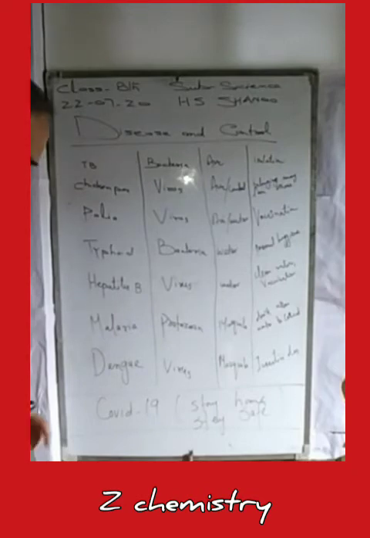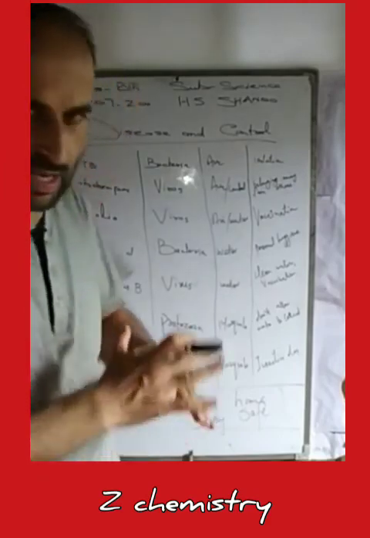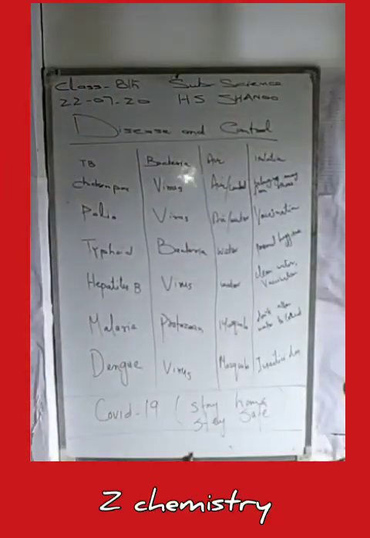And this time there is a very dreaded disease that engulfed the whole world. The disease is caused by a virus. Viruses are of two types: one is retrovirus and the other is coronavirus. This disease is caused by coronavirus and is called COVID-19.